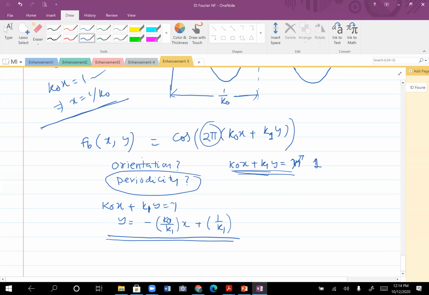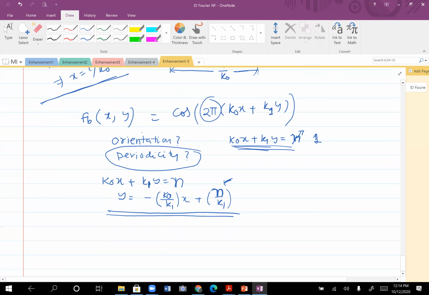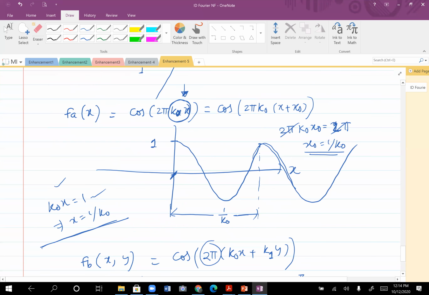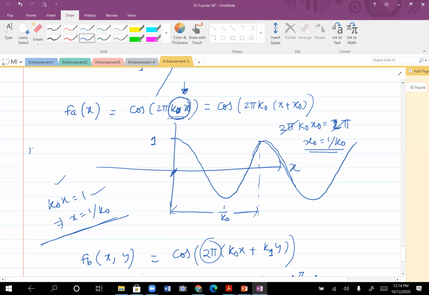So then what would happen? This is equal to n by k1. So after every n equal to 1, 2, 3, and so on, this gets repeated. What I am saying is, this would look like y equal to mx plus c. All I am doing is computing k naught x equal to n, like in the case of 1D. So when x equals n by k naught, that would keep repeating: 1 by k naught, 2 by k naught, 3 by k naught, and so on.